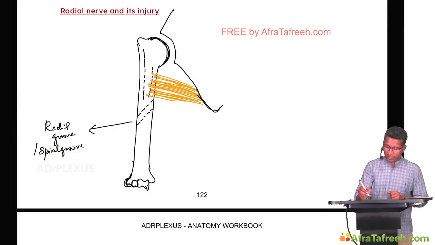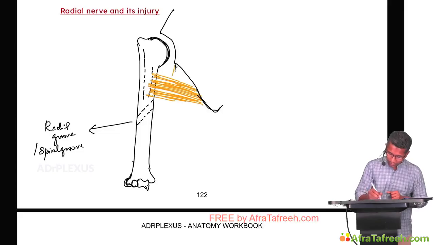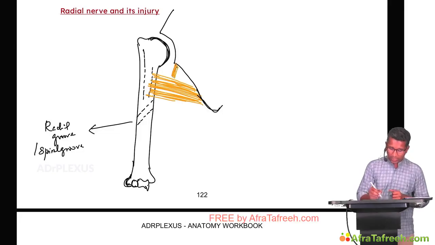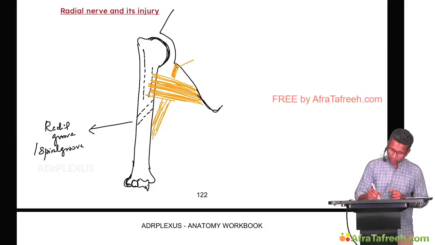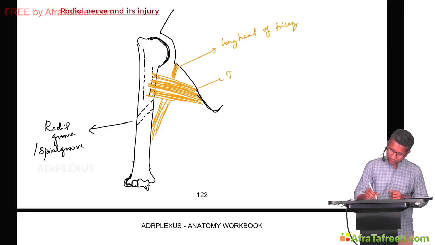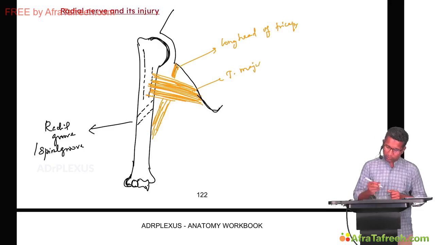And there is a muscle which arises from the infraglenoid tubercle and is running down to the arm. The muscle which arises from the infraglenoid tubercle and runs down to the arm is the triceps muscle. So what head of triceps is this? This is the long head of triceps. And what is this muscle? This muscle is called the teres major muscle.